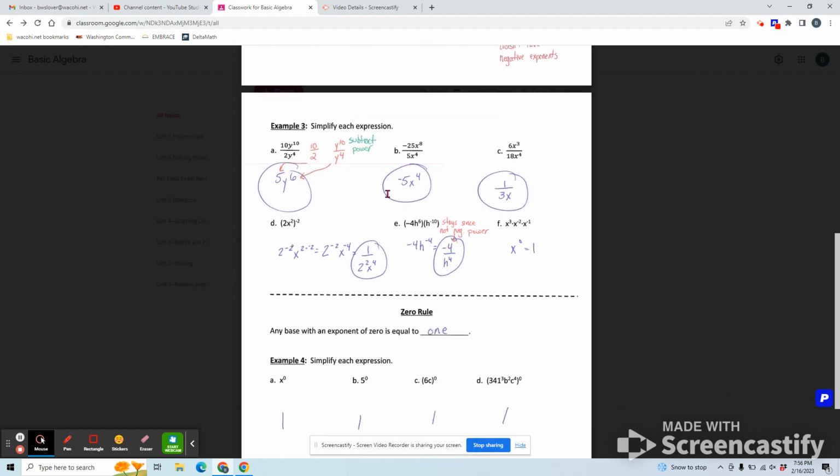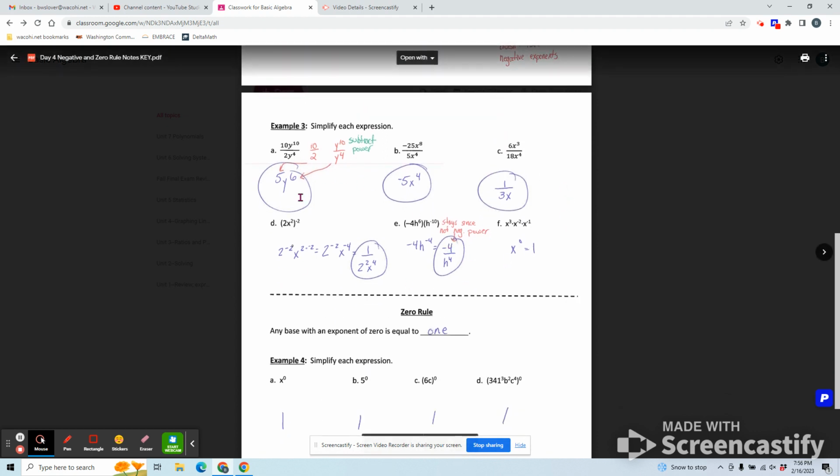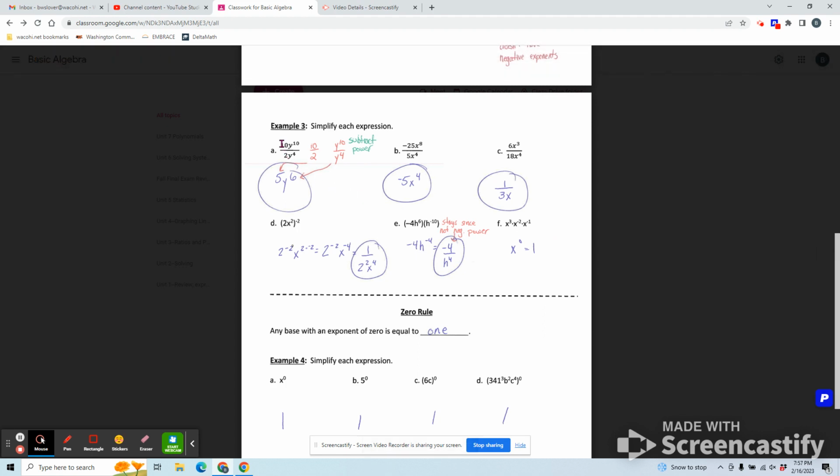And example 3 is just more practice. So I have 10 divided by 2 becomes 5. And then I have y and y, same base, so I can subtract them. 10 minus 4 is 6.